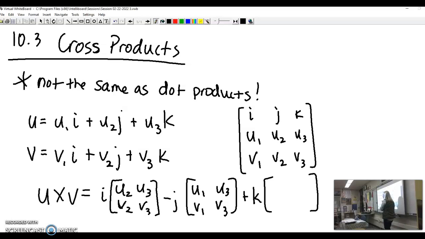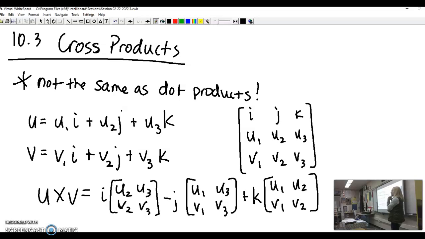I'm going to put the answer up here and see if you wrote the correct thing down. So if you take out the K column, you have U1, U2, and V1, V2. Is that what you wrote? Okay, so we're pretty much done, except we have to realize that this is still a vector, right?